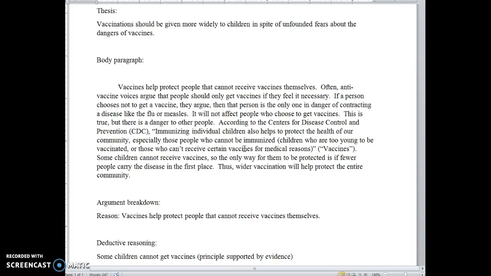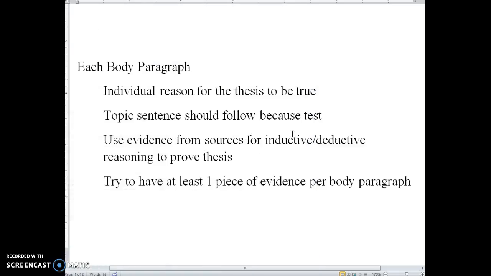Okay? That's really what you want to do in each of your body paragraphs. It's very logical, very logos-based, has evidence, and then taken together, it's going to have a really strong set of support for your thesis statement. Okay, so really try to have that in every paragraph.